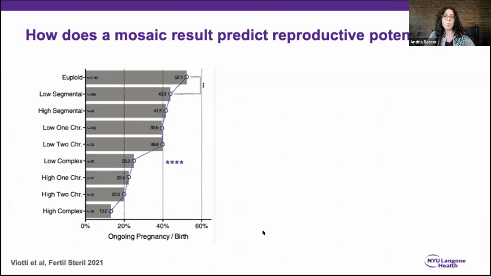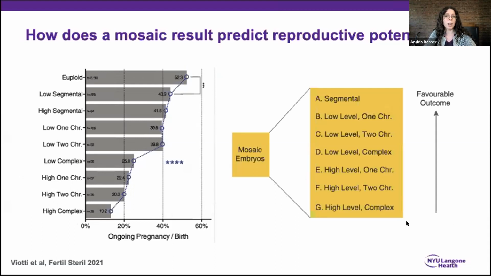So overall, what we found was that the reproductive potential of mosaic embryos was in part dependent on the specific type of mosaic result, and that mosaics could be ranked or prioritized this way when making embryo transfer decisions. But also what we found was that none of the mosaic types performed as well as euploids.